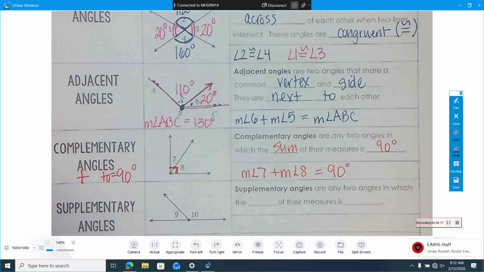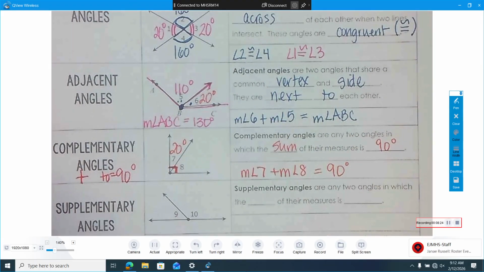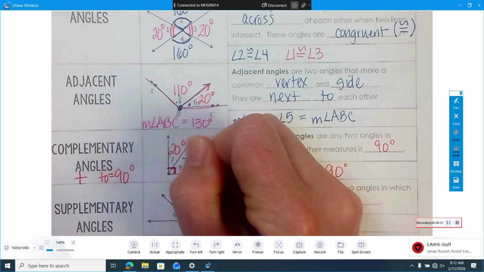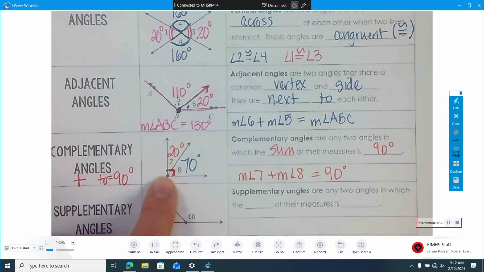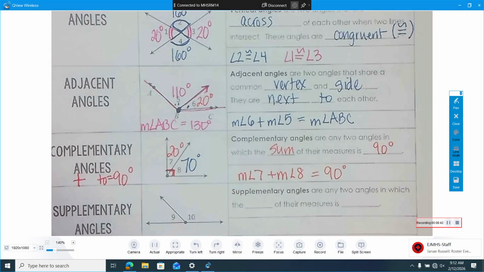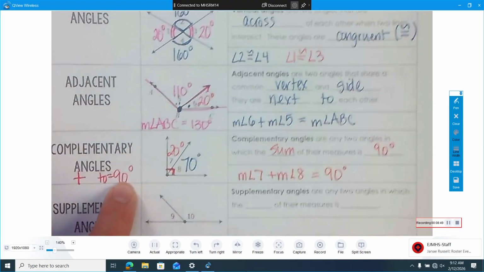So let me ask you a question. If angle 7 is 20 degrees, what must angle 8 be? 70. How'd you figure that out? It's pretty easy, right? Because we know the whole thing must be 90. 20 plus 70 gets me the 90. Okay? So that's pretty good. All right, so complementary means they're going to equal 90 degrees.